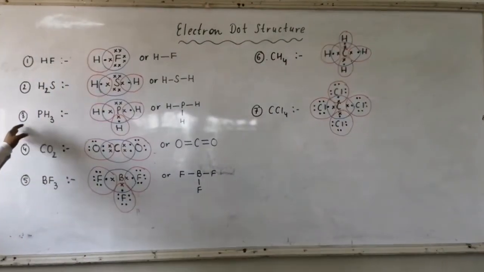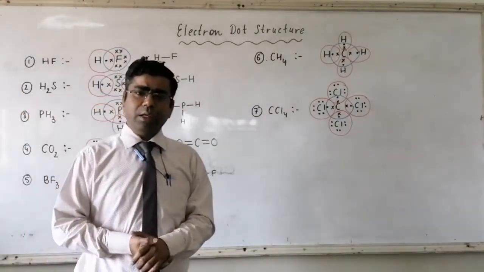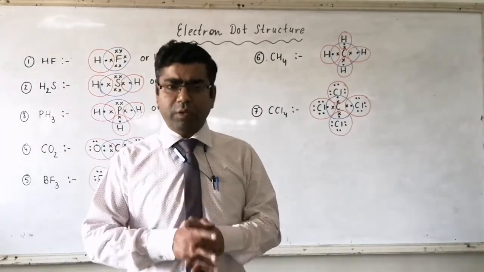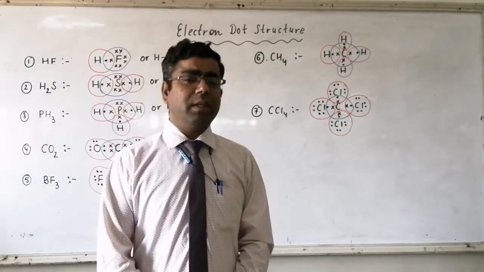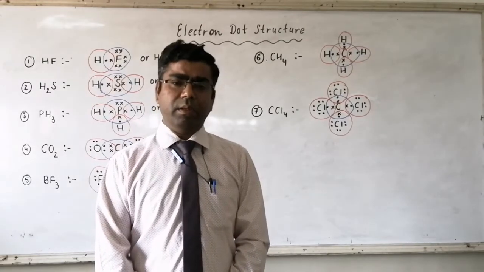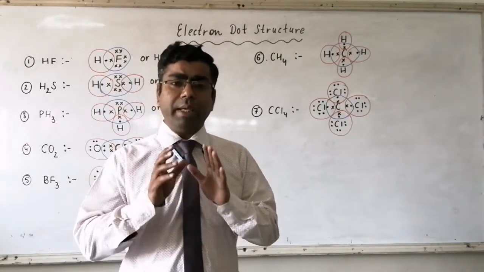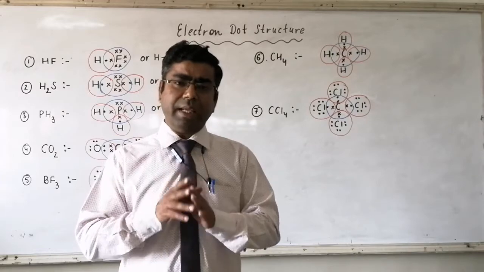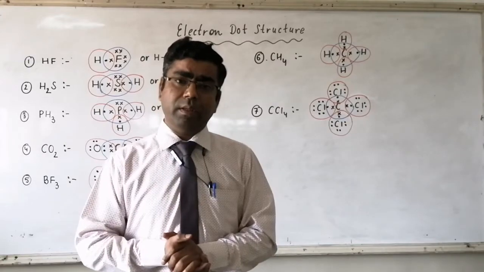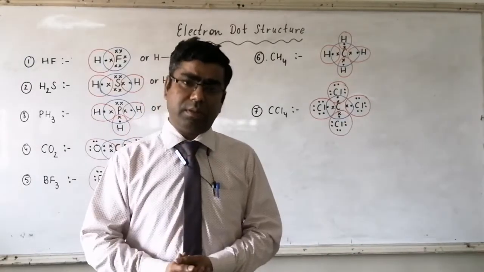Then comes number 3, PS3. Phosphorus belongs to the nitrogen family, or we can say group number 15 or 5th A. It means phosphorus will have 5 electrons in the valence shell. Phosphorus, its atomic number is 15. So according to the Bohr-Bury scheme, its electronic configuration can be written as 2, 8, 5. 2 plus 8, 10. 10 plus 5, 15. Atomic number 15 means total electrons will be 15. So here we are having 5 electrons in the valence shell of phosphorus.